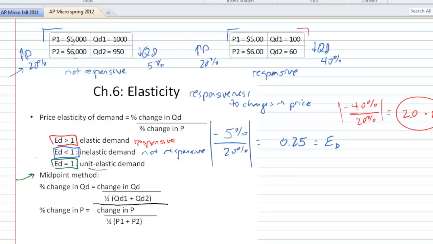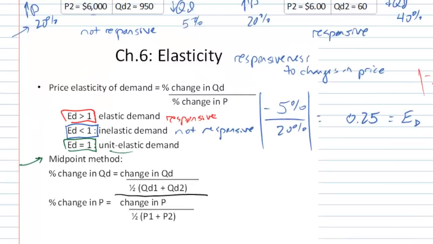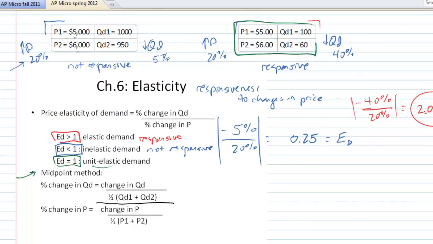The way that we'll most often measure it is actually slightly more complicated. We're going to use something called the midpoint method. And the reason we're going to use this is because percentage changes will vary depending on whether you're talking about increasing the price or decreasing the price. So let's go back up to this example up here on the right. And let me show you what I mean. We already said that with an increase in price of 20%, that leads to a decrease in quantity demanded of 40%. But what if we tried this going the other direction?